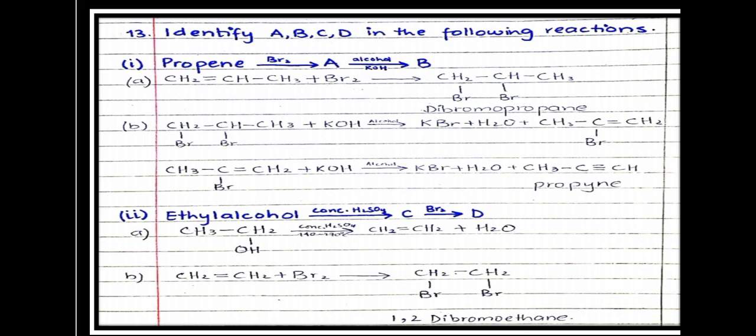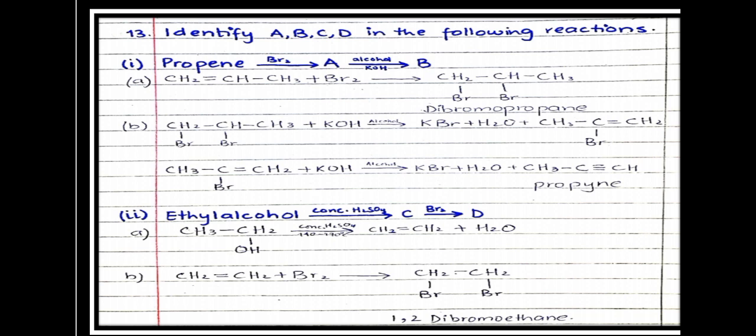Now, question number 13. Identify A, B, C, D in the following reaction. The product is propene. There is again halogenation, and we are adding bromine molecule across the double bond and converting into 1,2-dibromopropane. Then 1,2-dibromopropane reacts with KOH, and we are getting KBr, water and intermediate product of bromopropene, and that bromopropene again reacts with KOH and converts into propine. This is the preparation of alkyne.